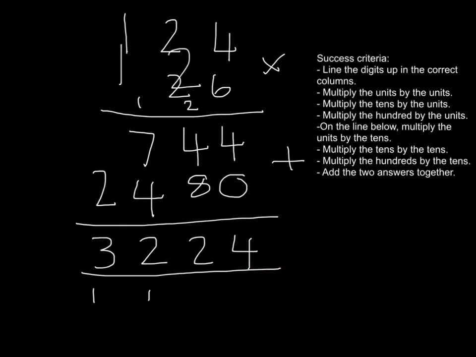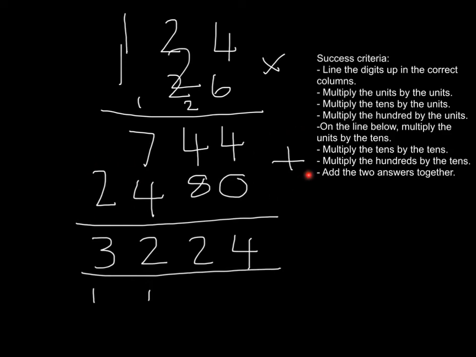Now let's take a look at it alongside the success criteria. Begin by lining the digits up in the correct columns. Multiply the units by the units. Multiply the tens by the units. Multiply the hundreds by the units. On the line below, multiply the units by the tens. Multiply the tens by the tens. Multiply the hundreds by the tens.